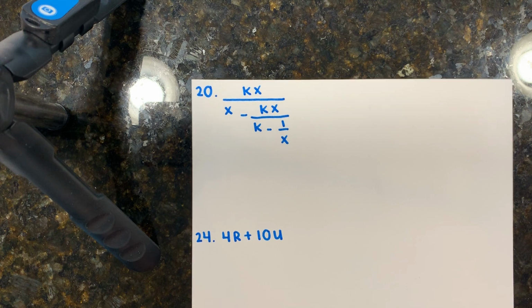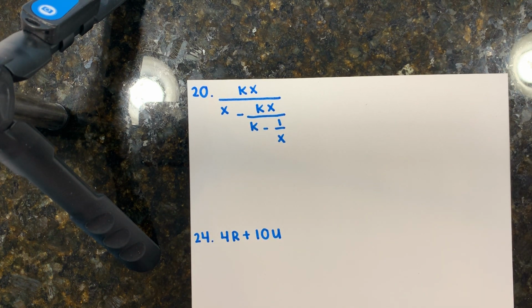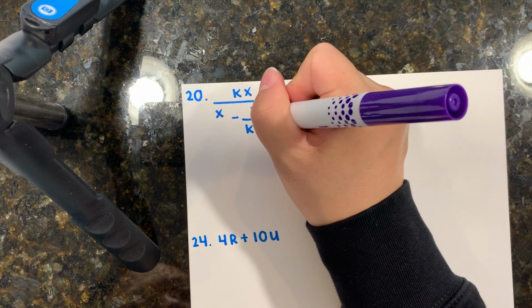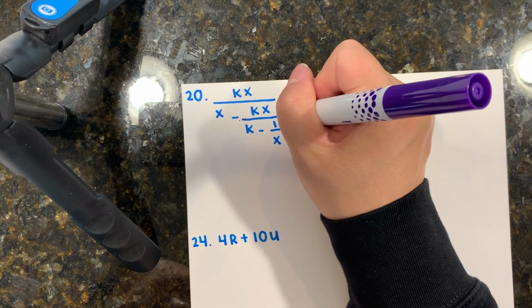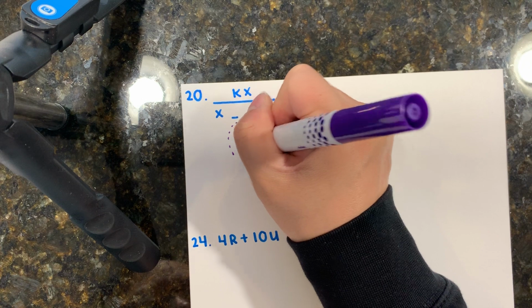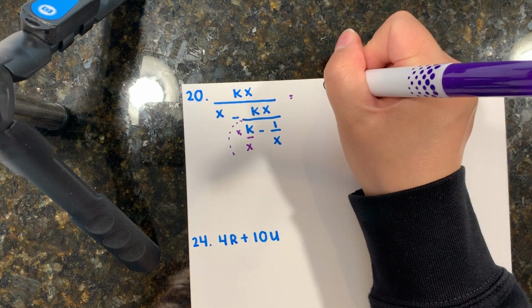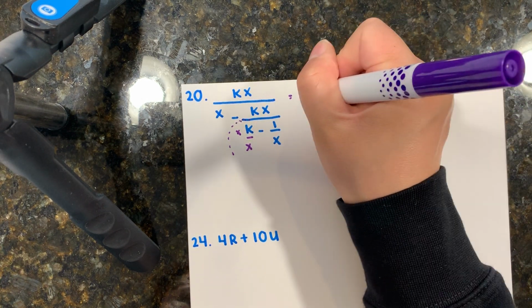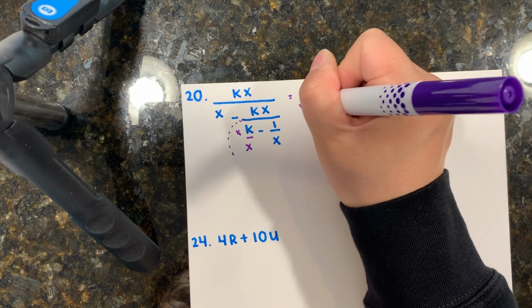Now looking at number 20, the first thing that I'm going to do is add the fractions that are furthest in the denominator, which would be these down here. And the common denominator would be x. Everything else is going to stay the same, so don't change anything else.